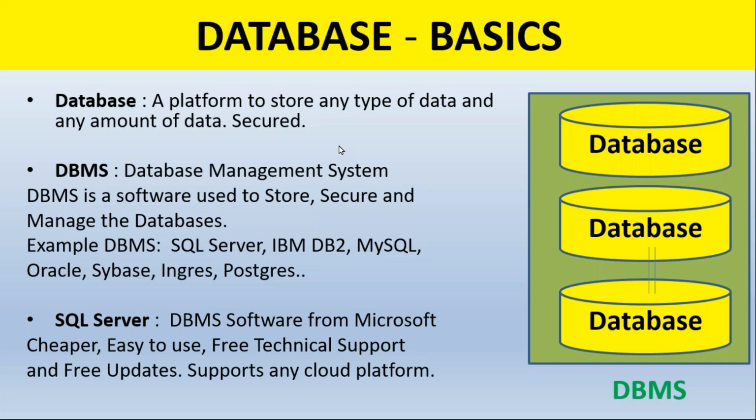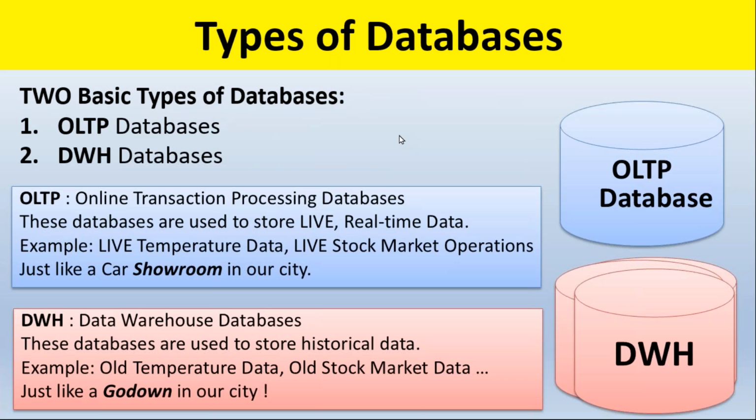There are two basic types of databases. Remember, we are slowly understanding the definition of database: a platform to store any type of data, any amount of data. Now, types of databases: OLTP, online transaction processing database, to store live real-time data, live temperature, live stock market, or anything live, like our live class right now. You are asking me questions, I'm responding. I'm asking questions and you are trying to respond. Anything live, like for example, a live cricket match, OLTP.